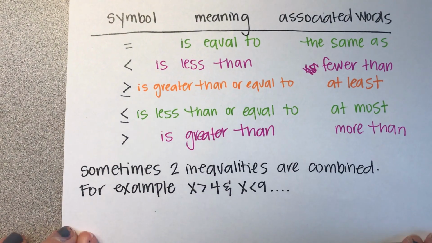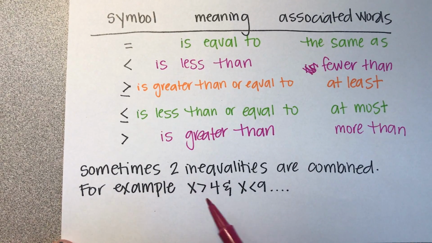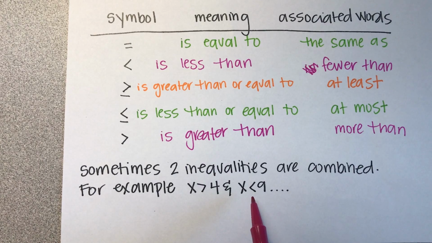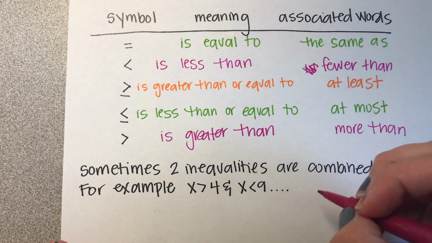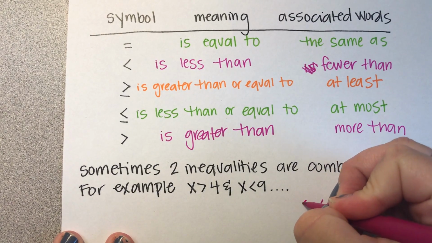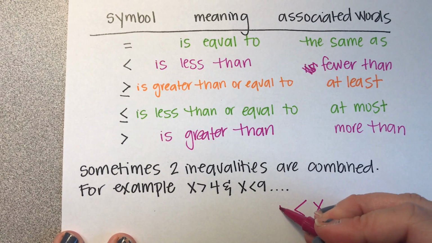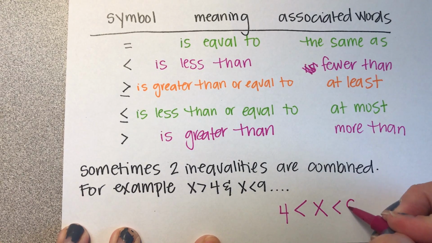And then when you have inequalities, sometimes you could have an inequality that's connected. So let's just say X is how many hours of sleep you need. It needs to be greater than 4, but less than 9. So we can combine this into one inequality where your sleep needs to be greater than 4 and less than 9.